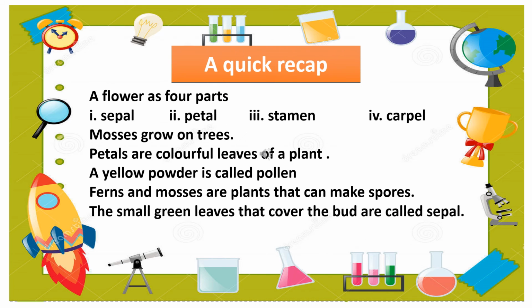It's time for a quick recap. Dear students, as you know, a flower has 4 parts. These are sepal, petal, stamen and carpel. Mosses grow on trees and they take their food from the trees. Petals are colorful leaves of a plant, or you can say petals are colorful leaves of a flower. Both are correct. A yellow powder is called pollen, and ferns and mosses are plants that can make spores. And the last one, the small green leaves that cover the bud are called sepal.